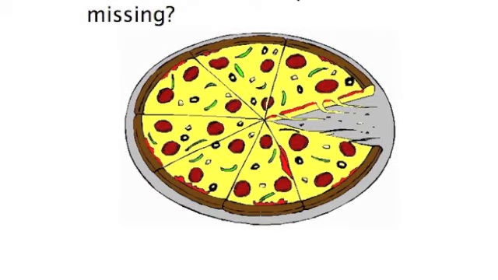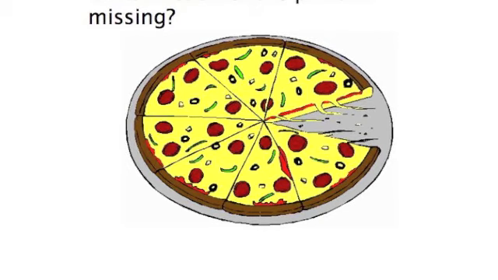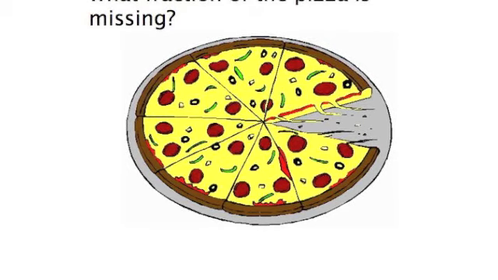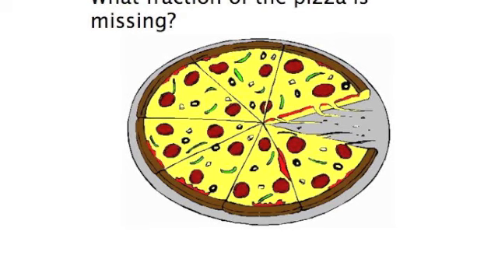Now let's take a look at this one. I want you to tell me what fraction of the pizza is missing. Well, let's first look at how many pieces of pizza there were, because that's going to tell us our what? Denominator. So look with me and count. There were 1, 2, 3, 4, 5, 6, 7, 8 slices of pizza.